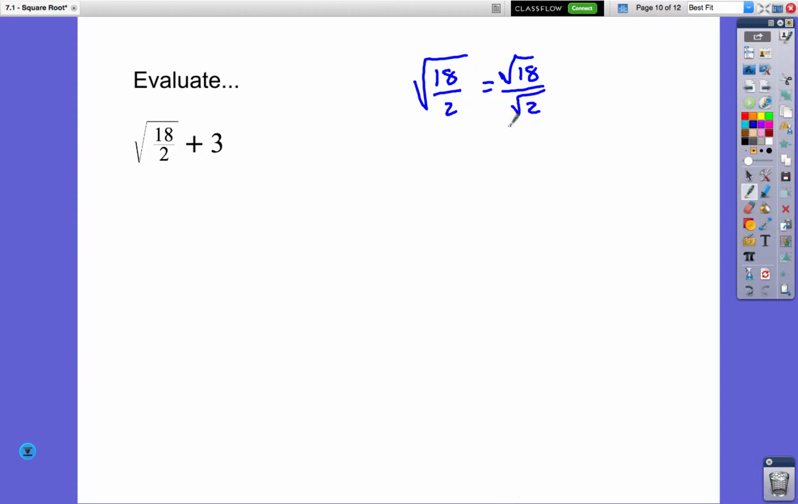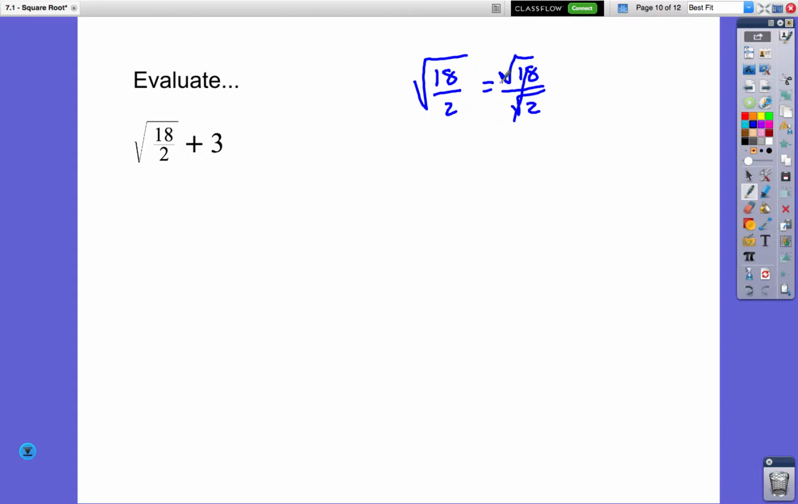But if you think about it, that really doesn't help us out, because 18 doesn't square root nicely. It's not what we call a perfect square. A perfect square would be a number like 16 or 25. And the square root of 2, 2 is not a perfect square. A perfect square would be 4 or 1. So this really doesn't help us.